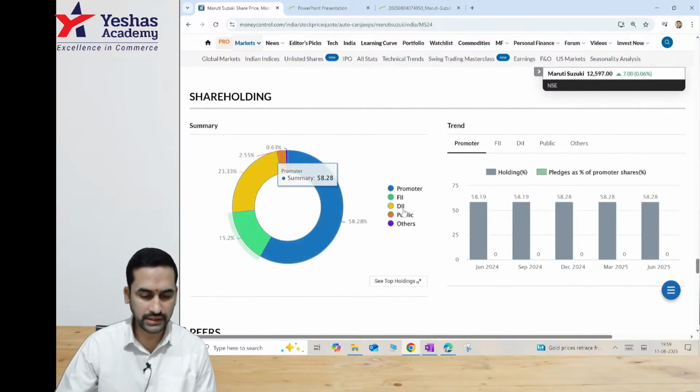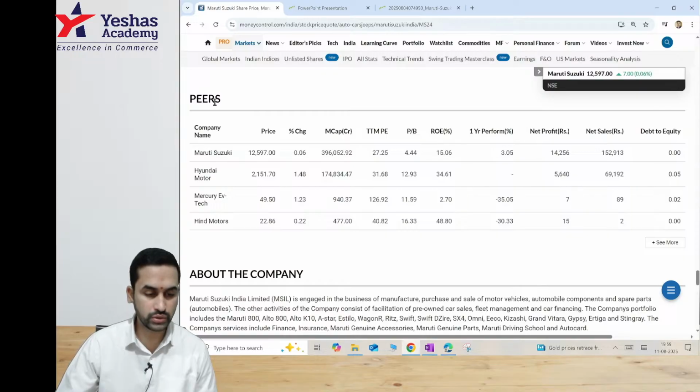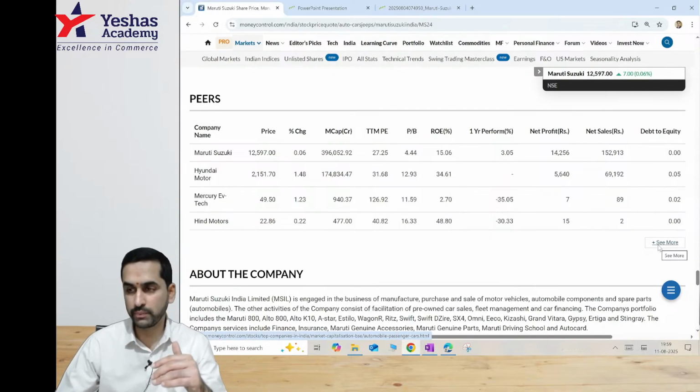And shareholding, and this is something that you saw in the Motilal Oswal report also. Promoters, FIIs, DIIs, and so on. Peers, when you see this, peers is similar companies. See what they have done? They have prepared a small table that compares this company with other 4-5 companies. Okay, Maruti Suzuki, Hyundai, Mahindra EV, Tata Motors, and if you click on see more, you'll get a few more companies.